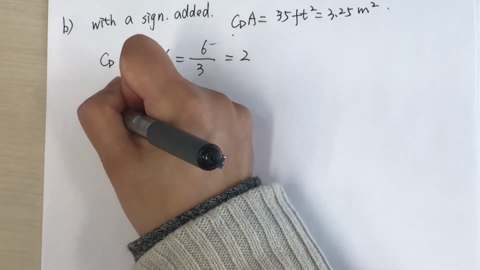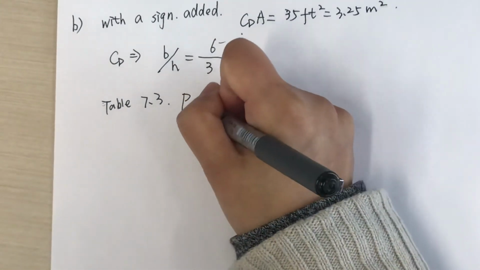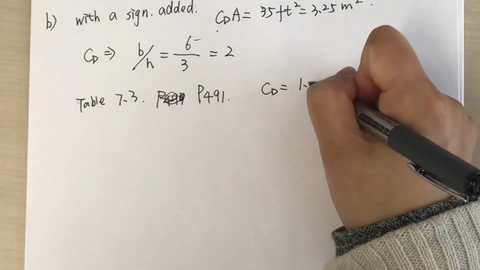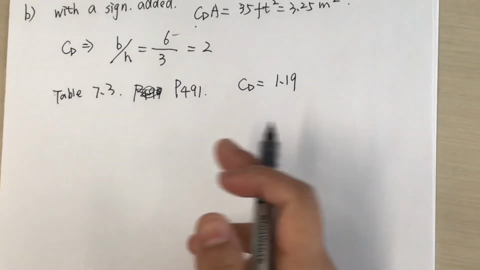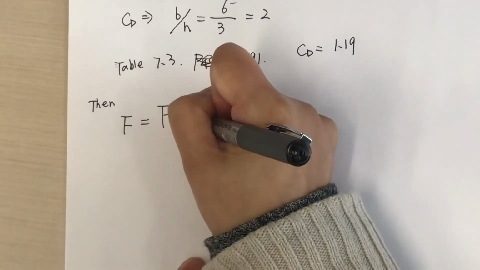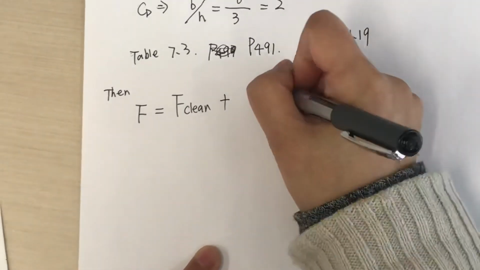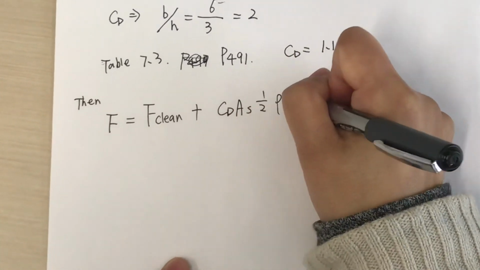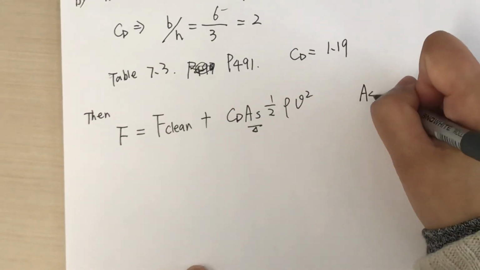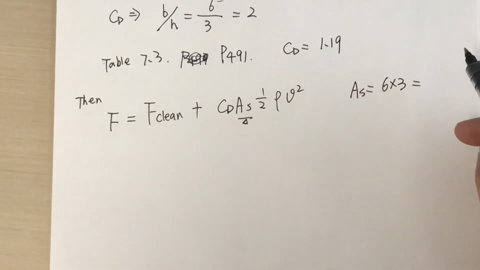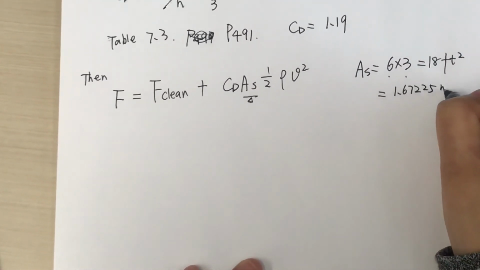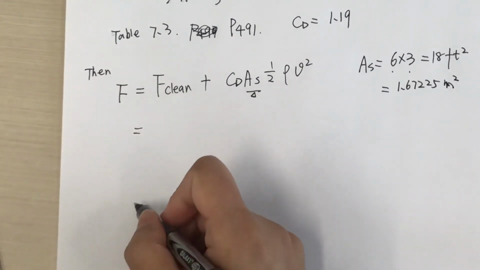So we use table 7.3, which should be on page 491, and you can get CD is 1.19. Then we will use a similar equation. The F should be F clean plus the drag with sign, CDAS. Here AS is the sign area, which we can calculate from 6 feet and 3 feet. And then we can plug the value into it.